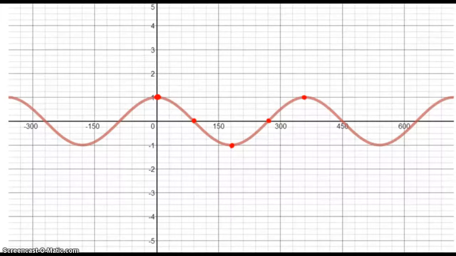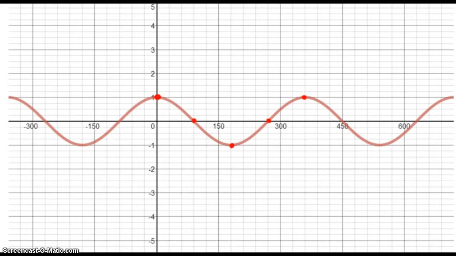This video will explain how to determine the answer for 3b, a cosine graph that has a phase shift to the right of 180 degrees and a vertical shift down 4 units. We have the cosine graph plotted.